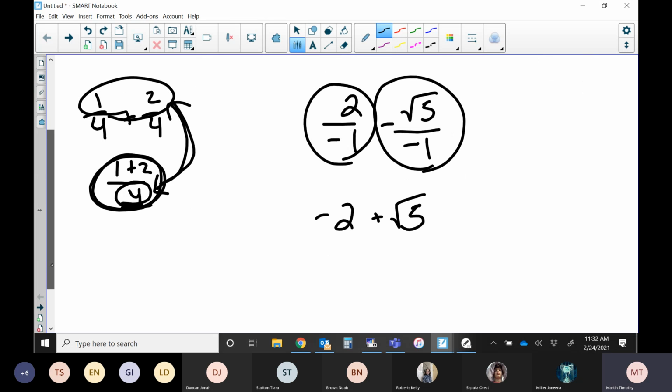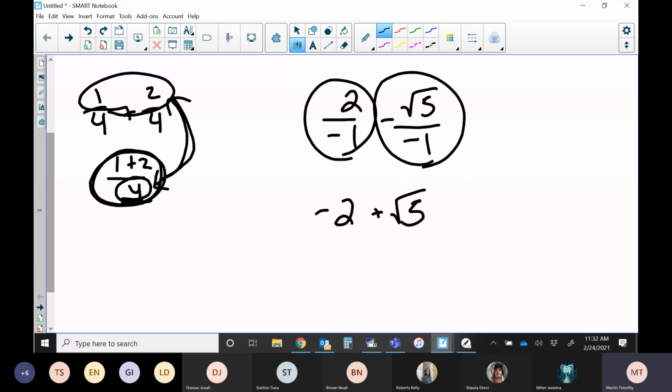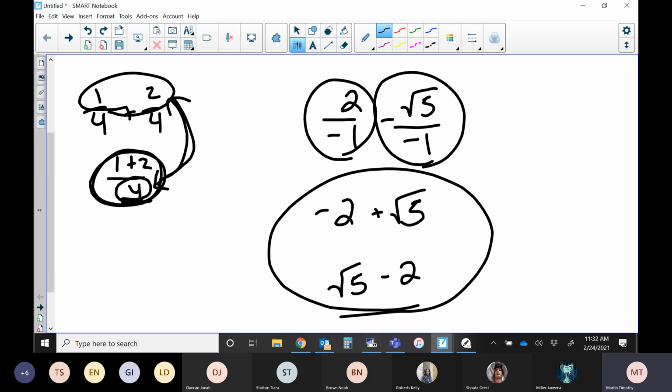Now, what's a different way that this could look? We've talked about all year long how you can change the order of this. This could be the square root of 5 minus 2. Either of those two answers could be the answer that you would need to find. All I did is change the order, but when you change the order, just keep the sign that's with it.